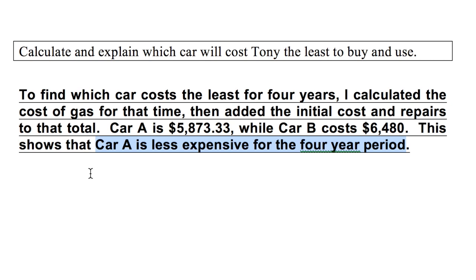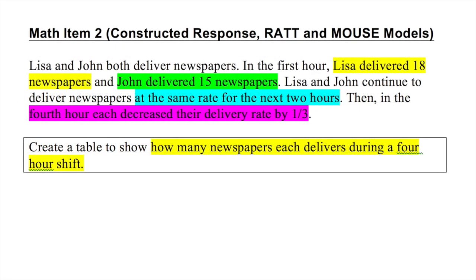Now, here's the question that we would like you to do today. The first part of Math Item 2 reads as follows. Lisa and John both deliver newspapers. In the first hour, Lisa delivered 18 newspapers, while John delivered 15. Lisa and John continue to deliver newspapers at the same rate for the next 2 hours. Then, in the 4th hour, each of them decreased their delivery rate by 1/3.